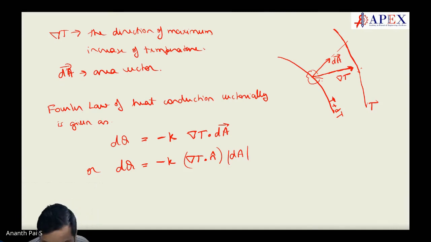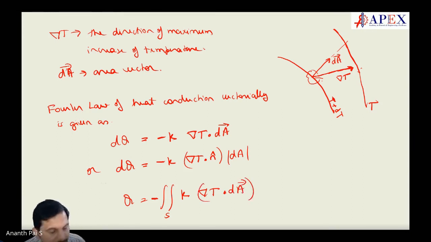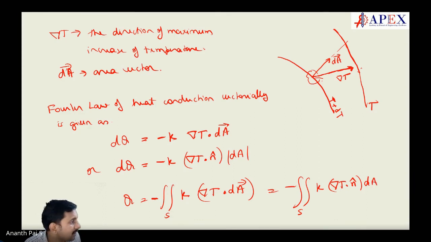This is one way. Q is equal to the surface integral, we have done that already, of k into del T, which is a vector, right? Del T dotted with dA. Or which is equal to minus of the surface integral of k into del T dotted with n into dA. dA can be dx dy, dr dt, fine. Makes sense? Important, important in understanding.